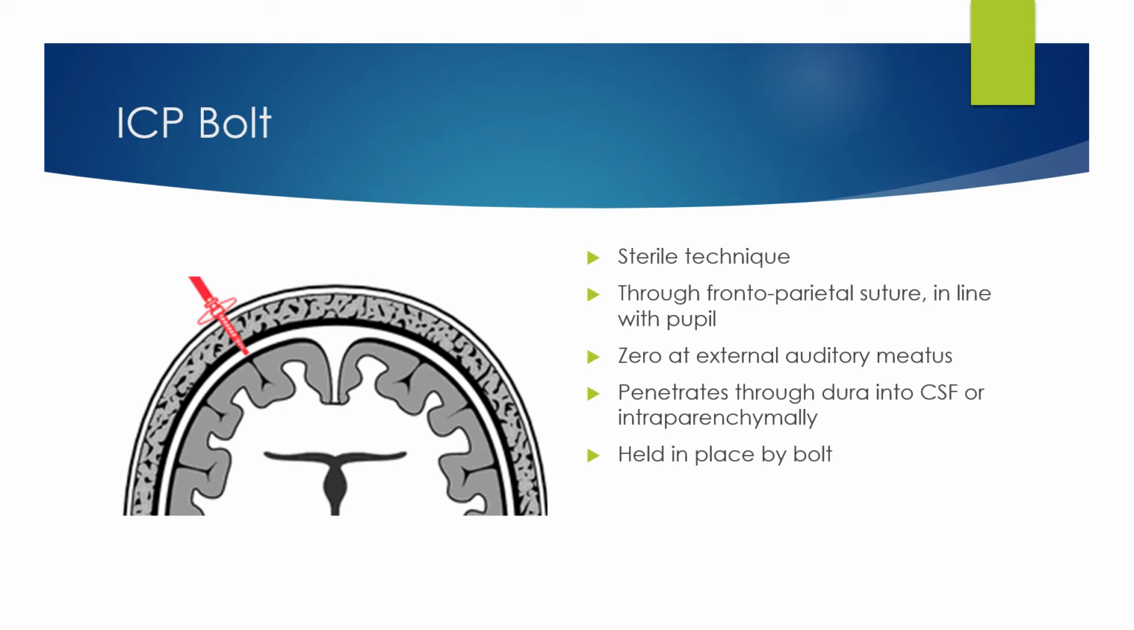ICP bolts, intracranial pressure monitoring bolts, are certainly the most common method we use in the centre where I work. It's placed by sterile technique through the frontal-parietal suture in line with the pupil. It can be done at the bedside in intensive care. The device is then zeroed at the level of the external auditory meatus, and the actual pressure transducer itself will penetrate through the dura into CSF or within to brain tissue itself. And it's held in place by that screw, that bolt, holding it into the skull.